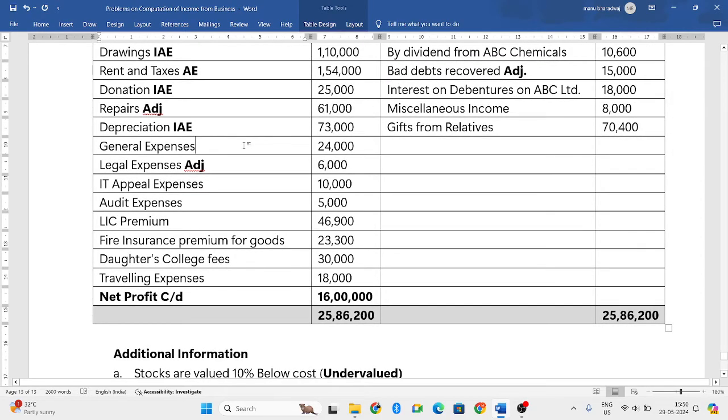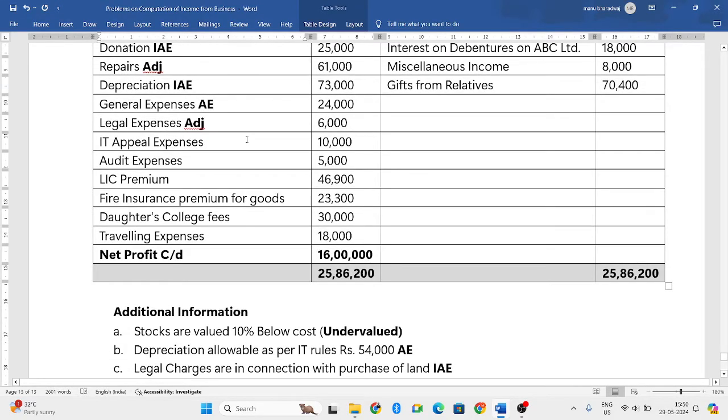Next, general depreciation, it is inadmissible. General charges, as in a business, there will be certain general expenses, which are admissible expenses. Income tax expenses are different, IT appeal expenses are different. Income tax is also different, IT appeal is also different.